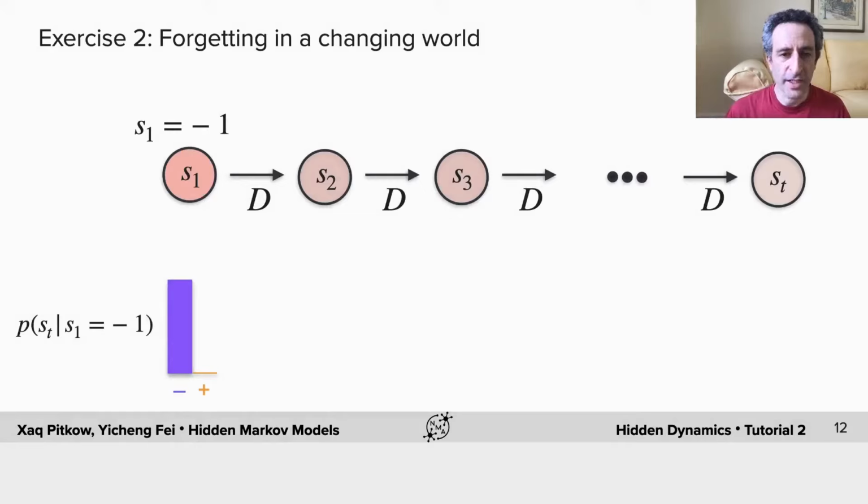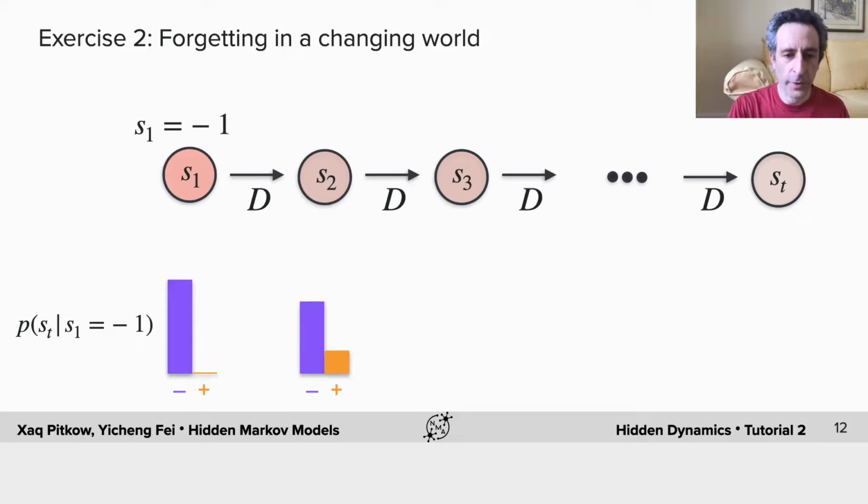In this exercise, we will ask what happens to an initial state as we evolve it over time according to the Markov dynamics. Now we'll assume that we start in an initial state at time 1 where S1 is equal to -1. That is, we concentrate all of the probability over S1 in the state minus here. The purple line is full height. And there's 0 probability in the plus state. So the probability vector here would be 1, 0.